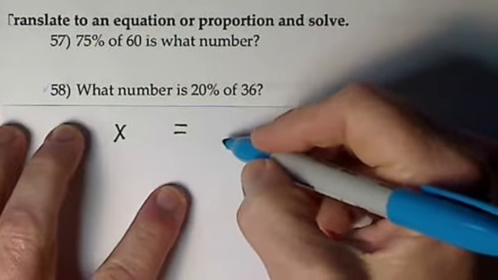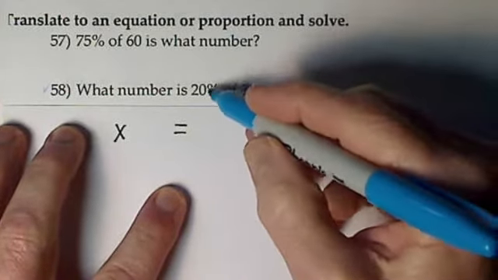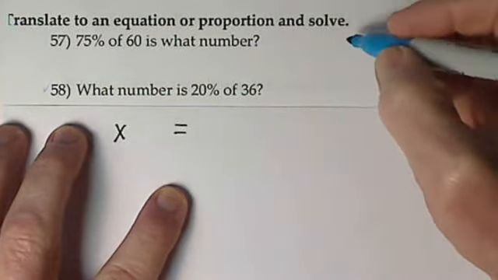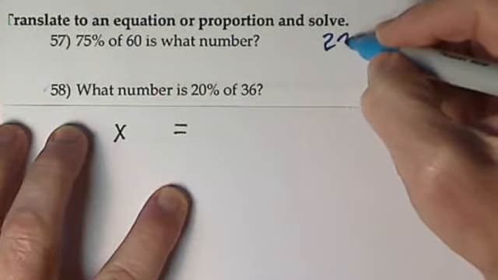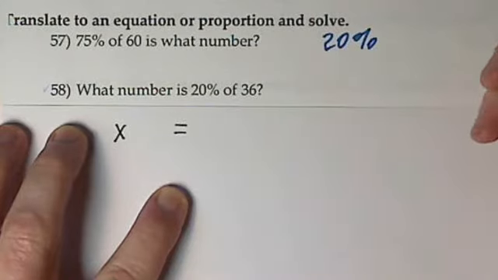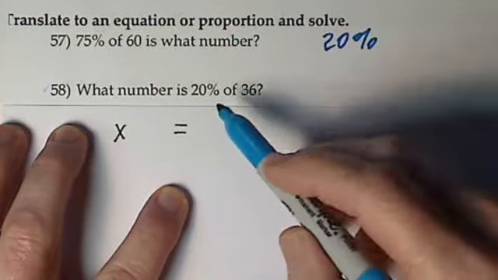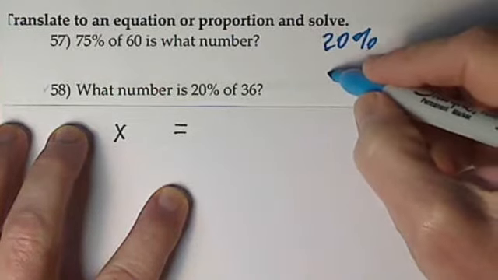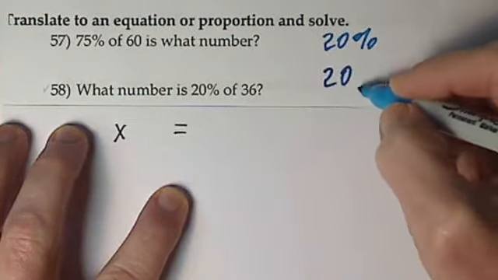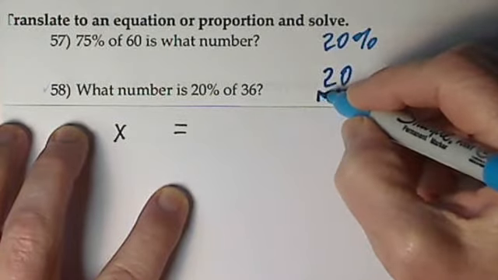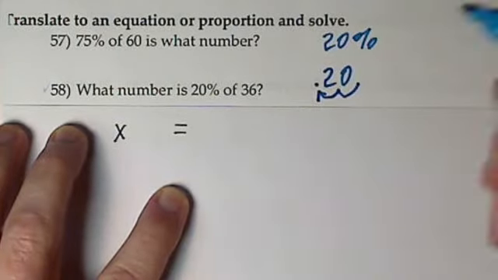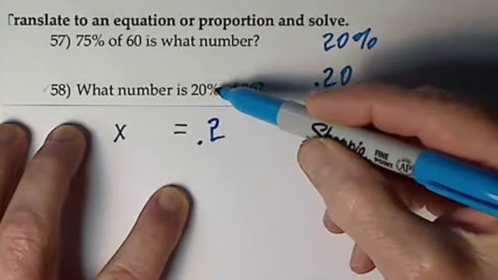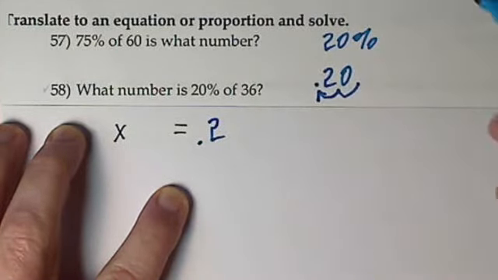I could write 20%, but you can't really do a calculation with your percent sign in tow. So for 20%, usually you'll just change this to decimal form. If you get rid of the percent sign, the decimal goes away 2 spaces. So you end up with just 0.2. Okay, so I've rewritten 20% as 2/10.